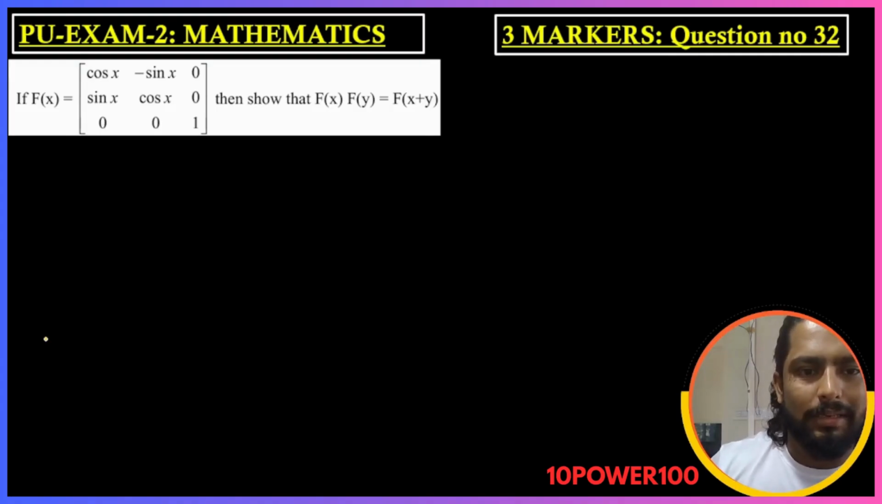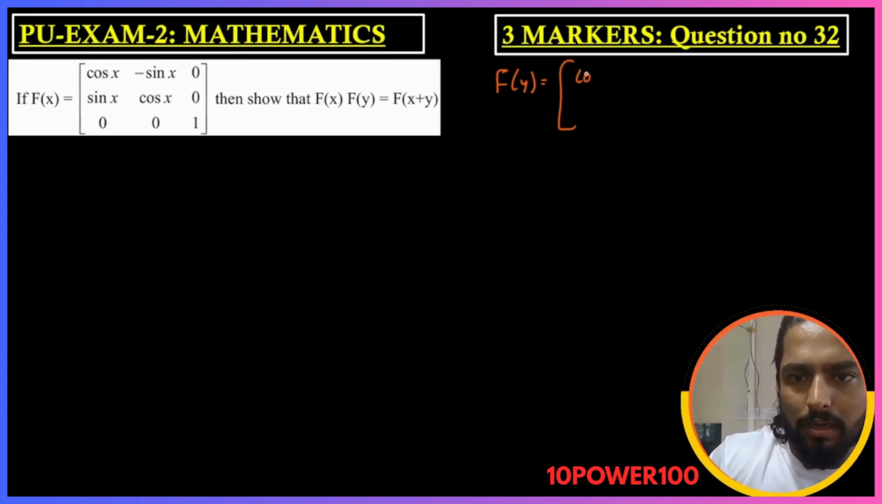Okay, next let's see. So next, this too, I feel that this time it will come in the second exam. So practice. Here they have asked f of x into f of y is equal to f of x plus y. So f of y is not given, so you write it down. So f of y is what?